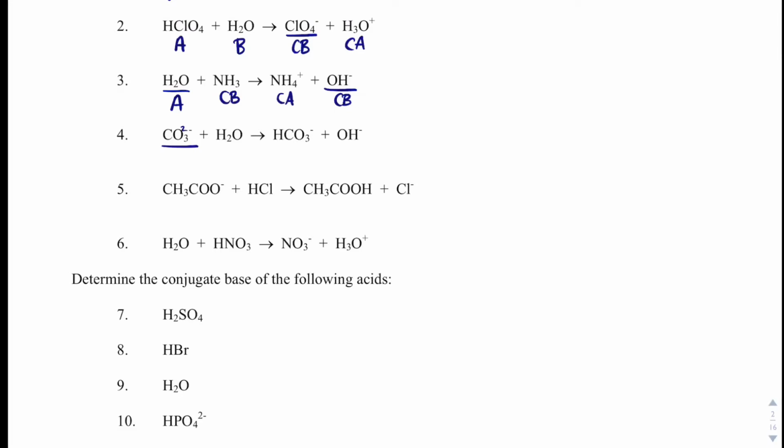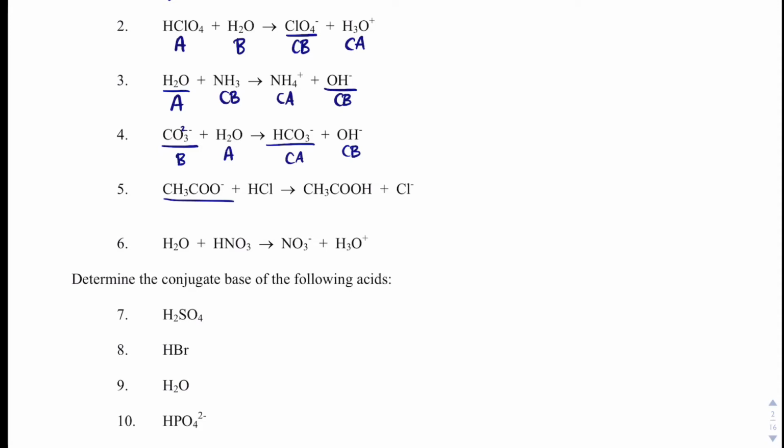Carbonate, this should really be CO3 2 minus. That's a mistake on my part. This gains an H, becomes HCO3, so this will be base. This will be conjugate acid. This will be acid. This will be conjugate base.